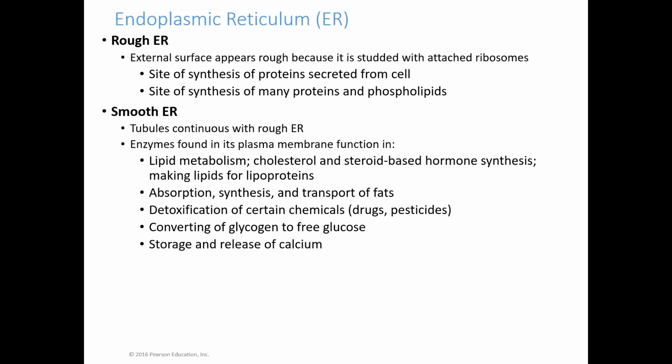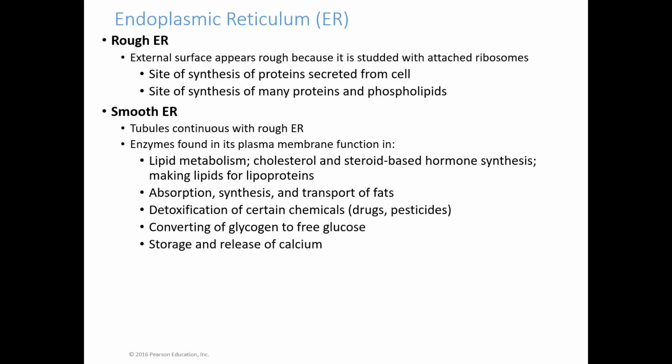Smooth ER is involved with making our steroid-based hormones, cholesterol-based hormones, steroid hormones, the lipids that we use for the lipoproteins, putting together the triglyceride, the fatty acids and the glycerol to make the triglyceride. We need those lipids. We make them in smooth ER. We transport fat in smooth ER. We convert glycogen to glucose in smooth ER.